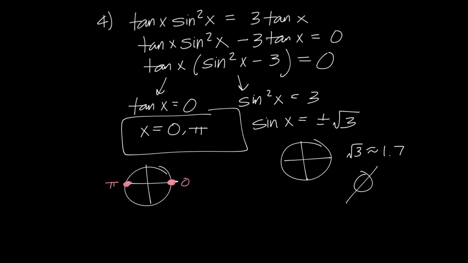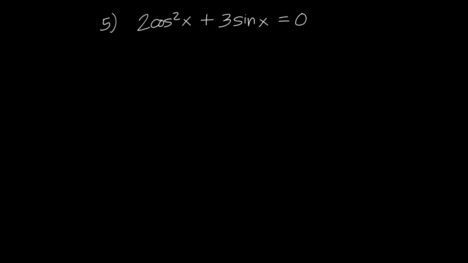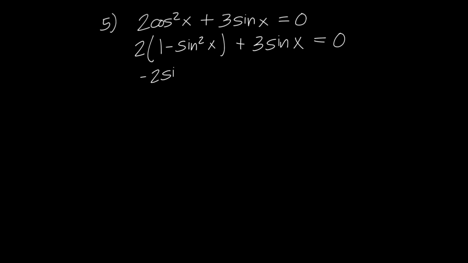Next problem. Example 5. Now we have another instance where we have two different trig functions and there's nothing we can factor. So the strategy here is to write everything in terms of one trig function. And conveniently, cosine squared x is the same as 1 minus sine squared x. And we want to do that because now everything is in terms of just one trig function. We distribute and rearrange some of the terms, and we have this.